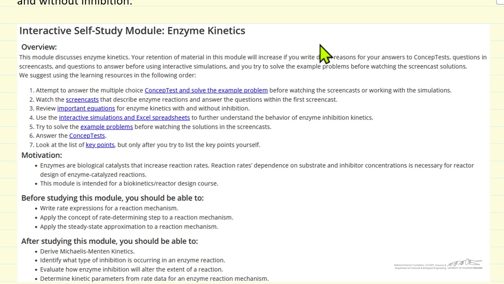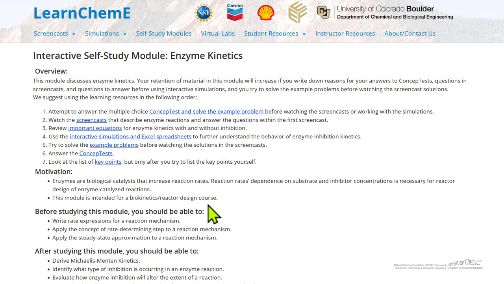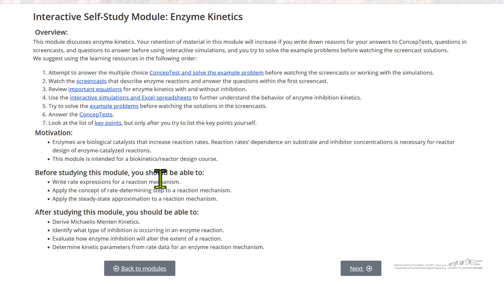the sections. The concept of this module is that it should take about an hour for you to complete. So the first page tells what you should know before starting the module and what you should be able to do after you've completed the module, and then it provides links to each of these pages, which we're going to go through one by one.